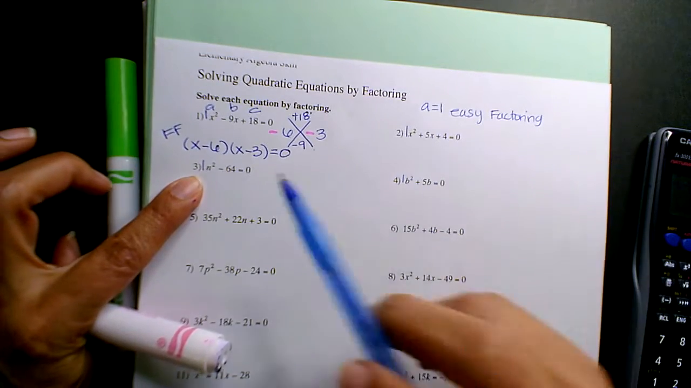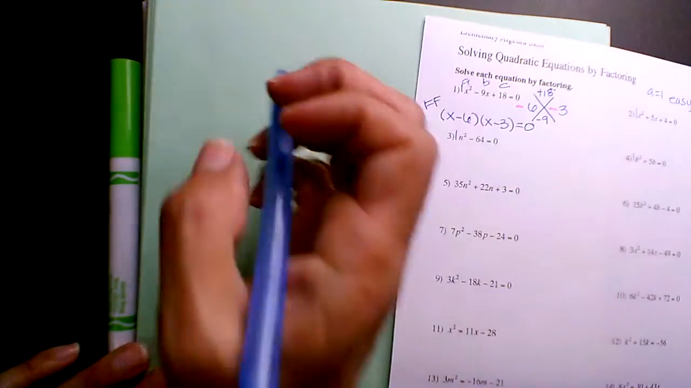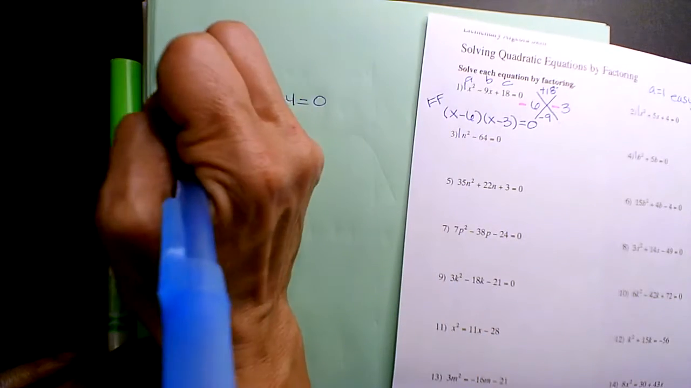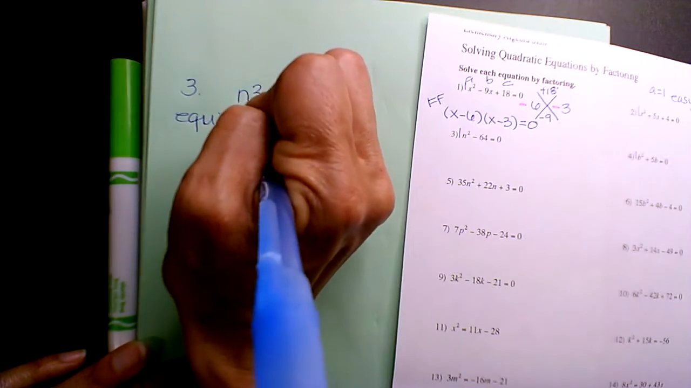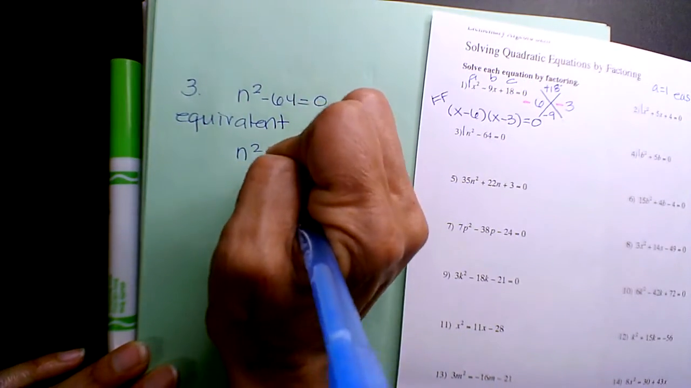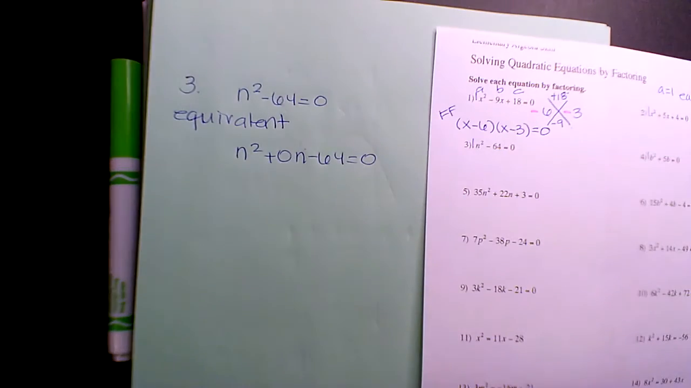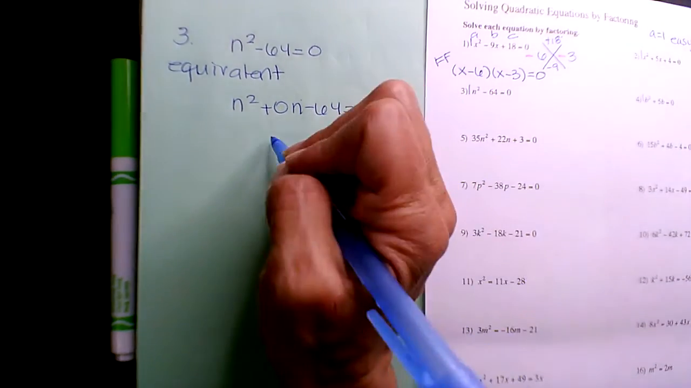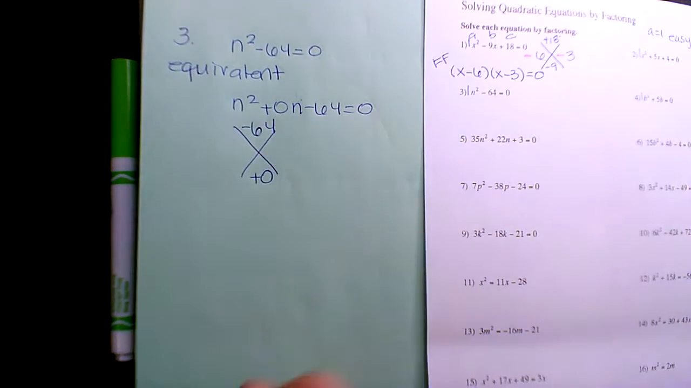For 3, you don't have a B term. So for 3, if I could just write bigger, this is the equivalent of this, right? My B value is 0. So what two numbers multiply to negative 64, but add up to 0? Well, 0 is a positive number. You can't have negative 0. It's always positive.